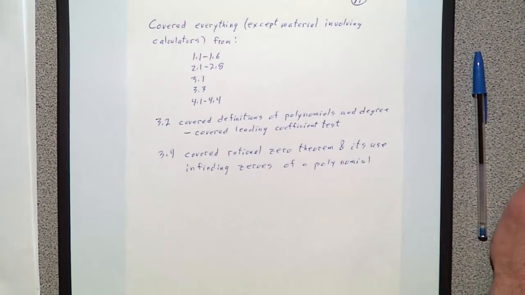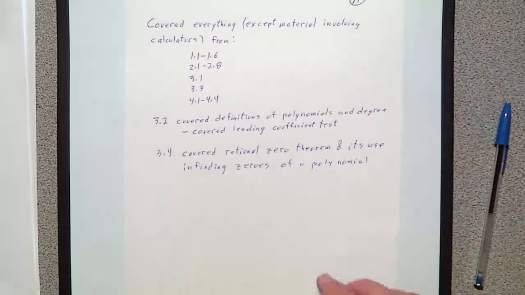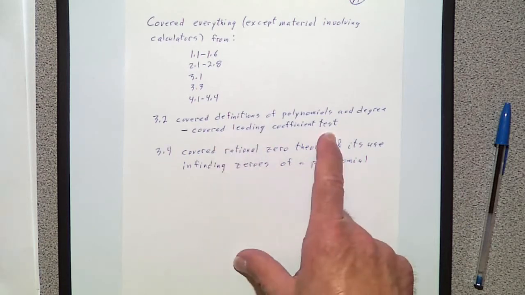Now, there's a lot of stuff in the textbook about calculators. Ignore that. But except for that, we covered everything in chapters and sections 1 to 16, 2.1 to 2.8, 3.1, 3.3, 4.1 to 4.4. In 3.2, mostly we didn't cover it. We covered the definitions of polynomial and of degree and the leading coefficient test. And we covered the rational zero theorem, but that's about it.